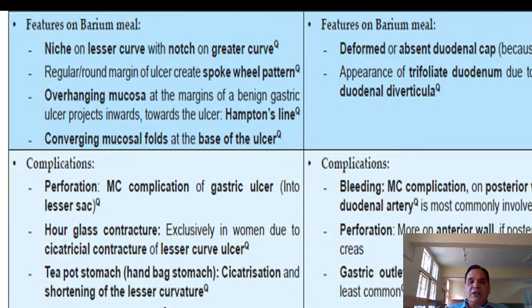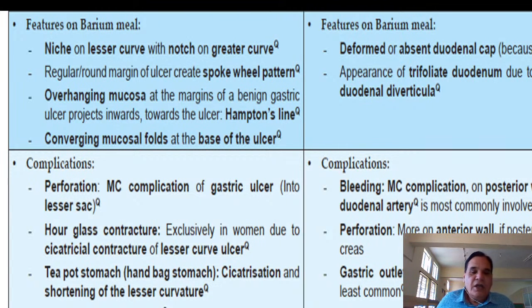Regular margin of the ulcer is called a spoke wheel pattern. Mucosa overhanging and convergence of mucosal folds towards the base of the ulcer. In duodenal ulcer, the commonest finding is a deformed or absent duodenal cap. The reason is spasm. And trifoliate duodenum is called a secondary duodenal diverticulum. But more important is endoscopy.